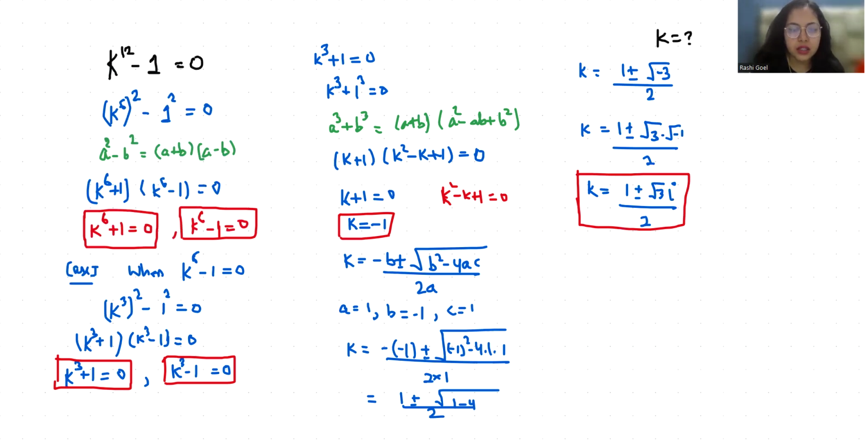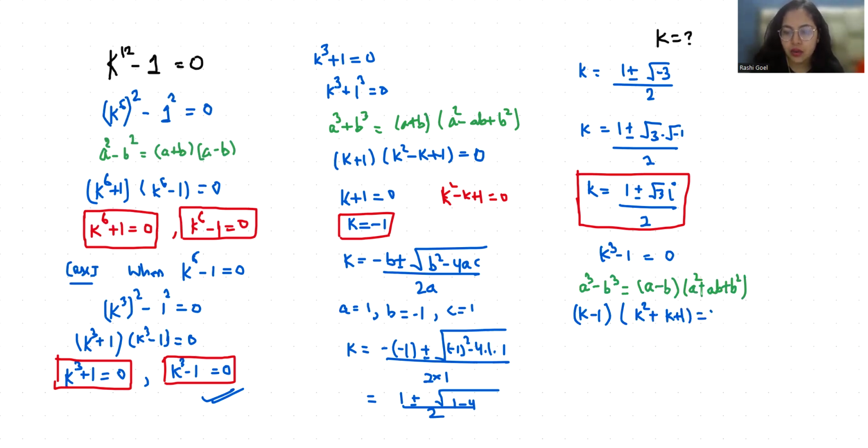Now we are taking this second value, that is k cube minus 1. We solved it already, k cube plus 1. So k cube minus 1 is equals to 0. Again, I'm using identity, that is a cube minus b cube, which is equals to a minus b times a square plus ab plus b square. So k minus 1 times k square plus k plus 1 is equals to 0. So k is 1.